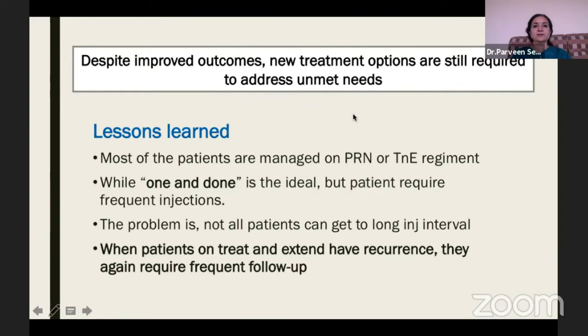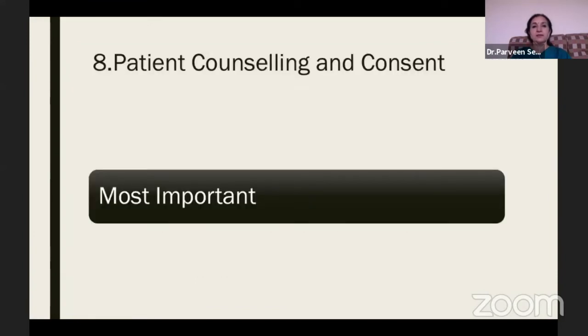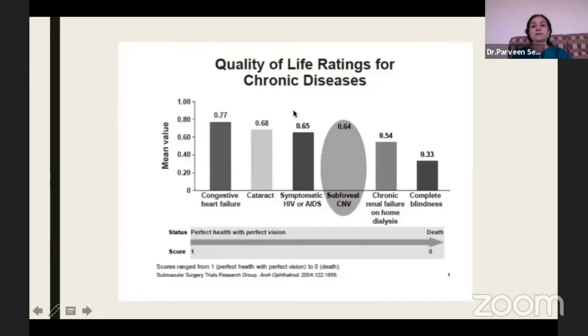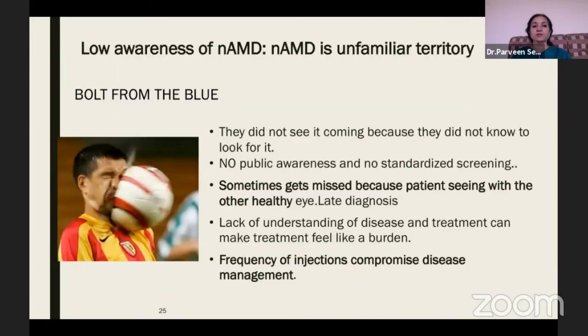Despite all these things, the lessons learned are that most of the patients do need treat and extend, and they should not give up just after a few injections. This is where patient counseling is most important: you should counsel the patient in the first sitting itself that this is not a single-time treatment. Unfortunately, though subfoveal CNV because of neovascular AMD is amongst the top diseases which affect the quality of life in patients, the amount of know-how or knowledge is very minimal.